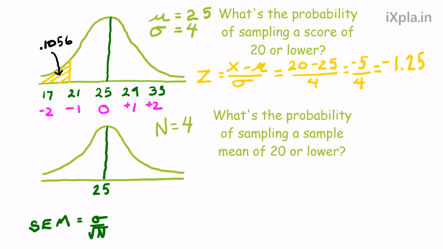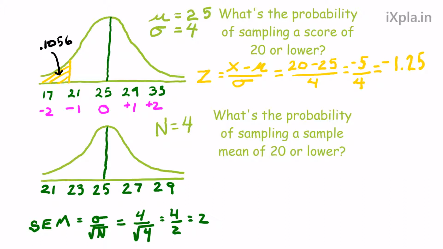Well, we figure that out by using the SEM, the standard error of the mean. We plug in the numbers we have, the sample size and the standard deviation from the population, and we get the SEM of 2. In other words, we're going to step up and step down from 25 in units of 2. So we go 27, 29, and we go down 23 and 21.